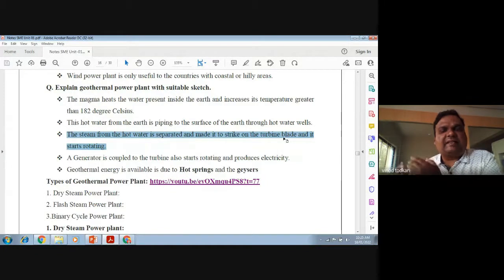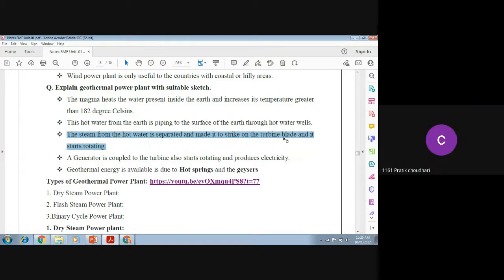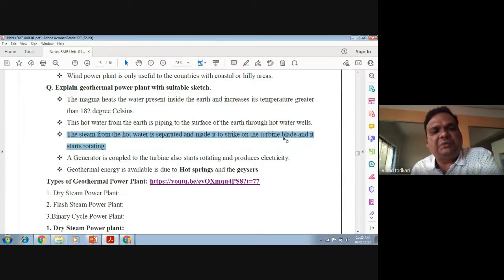And see, that turbine is coupled with a generator. So what will happen in that generator? Mechanical energy is converted into electricity. Very good. Mechanical energy will get converted into electrical energy. Very good. So this is a simple concept.